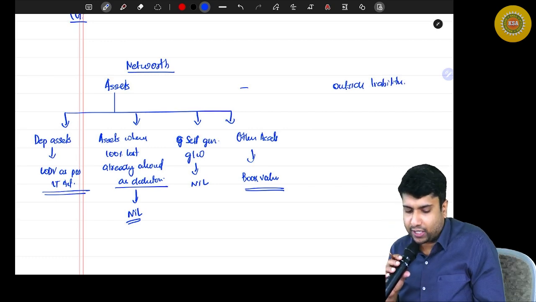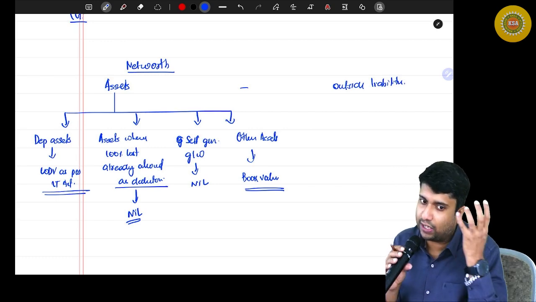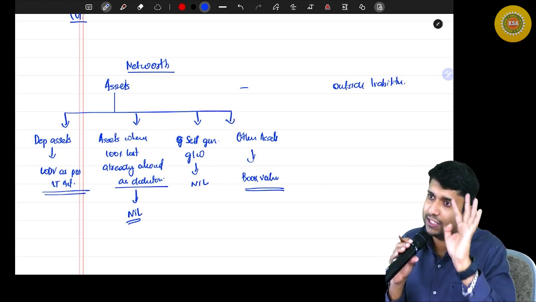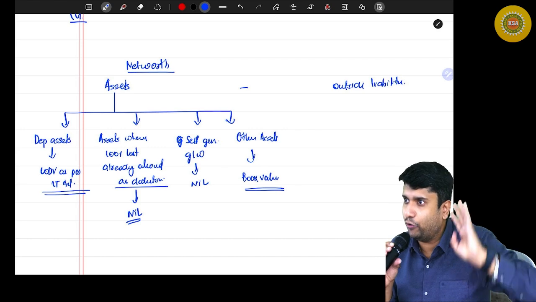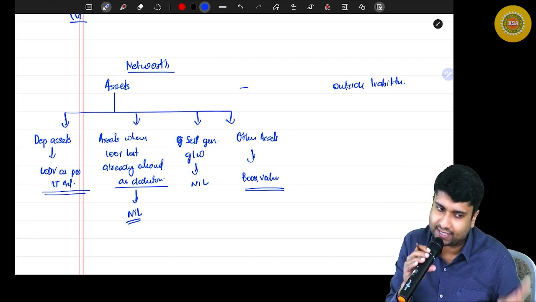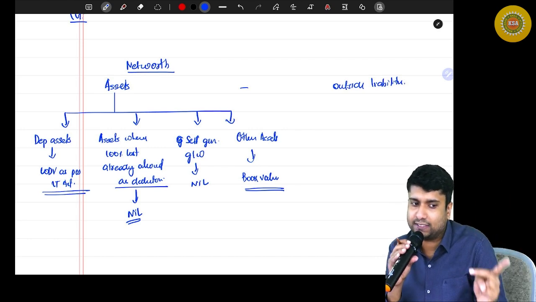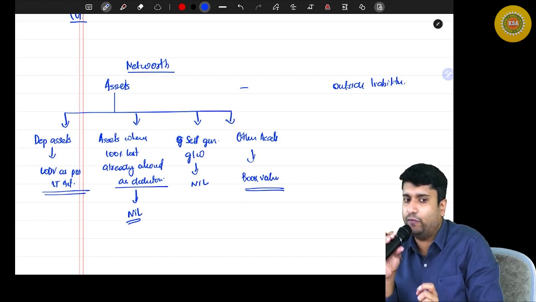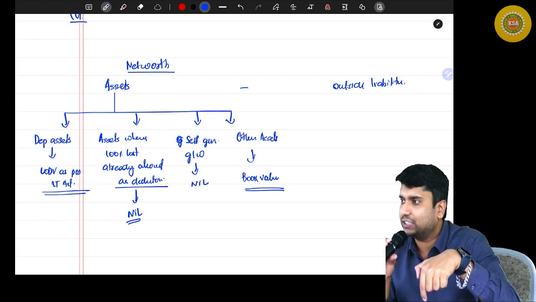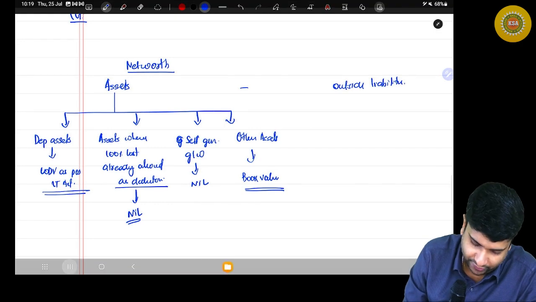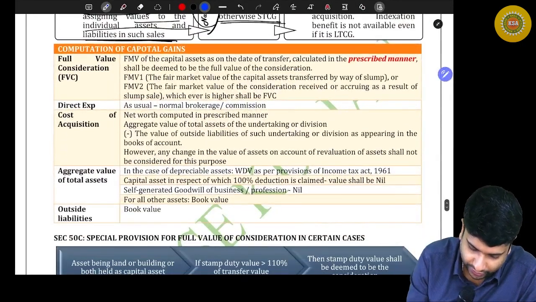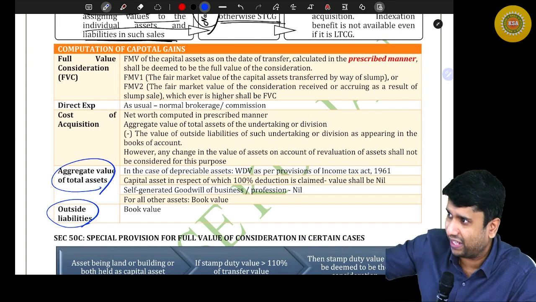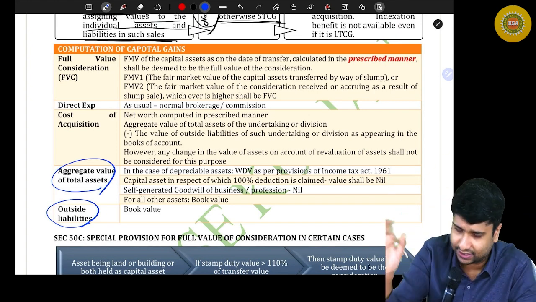So whenever you are computing the net worth, you require the total value of assets minus outside liability. While computing the total value of assets, you can split that assets into 4. Which all are the 4 types? Number 1, depreciable assets. Number 2, assets where 100% of the cost is already allowed as deduction, you take the nil value. Self-generated goodwill, you take the nil value. Other assets, you take the book value. Don't worry, everything is there in the column, okay? Total value of assets minus outside liability. I've simply written it as a chart, that's it. Everything is there in the revision note.